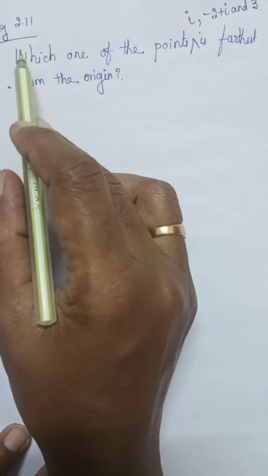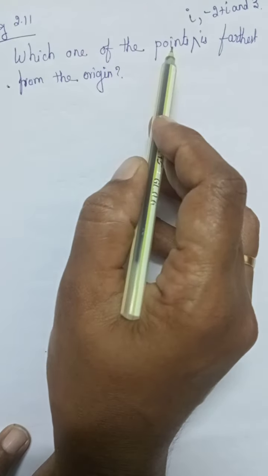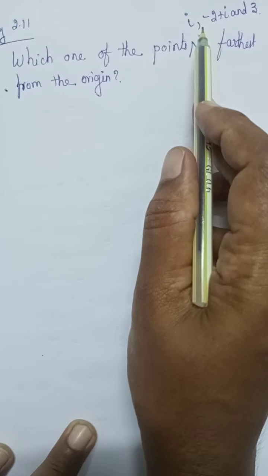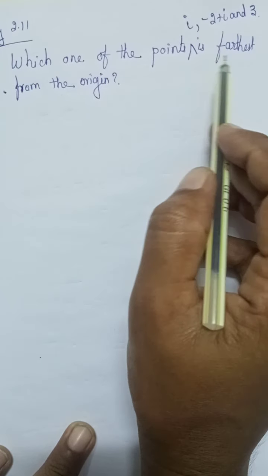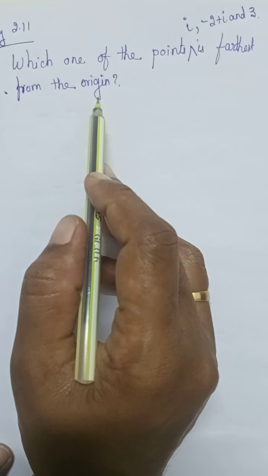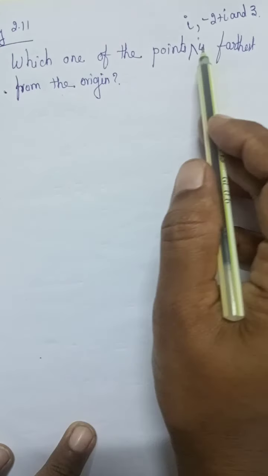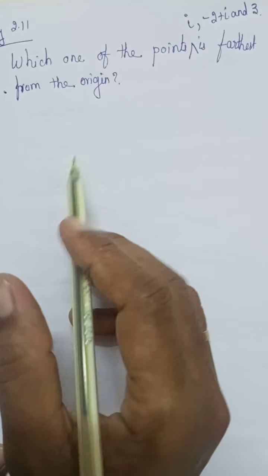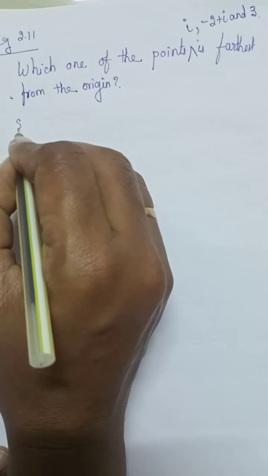Next example 2.11. Which one of the points i, minus 2 plus i and 3 is farthest from the origin? So from the origin, which of the points will be the farthest, that which will give the longest distance?